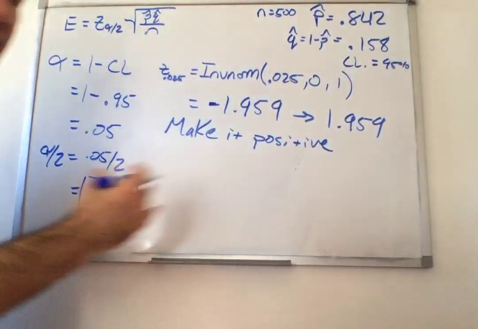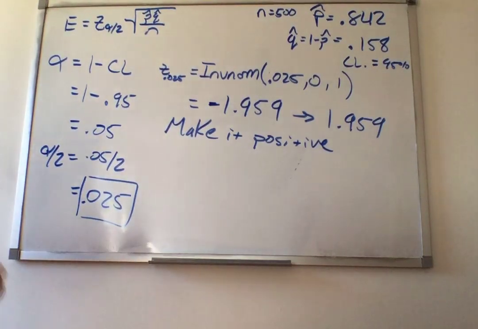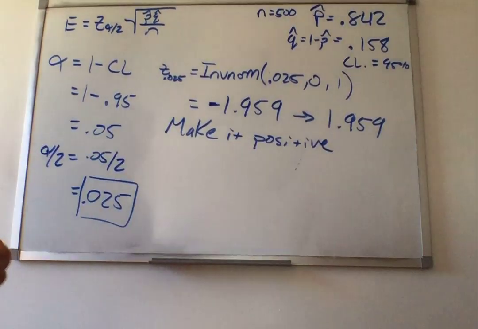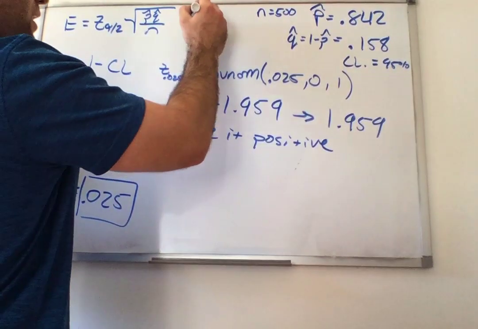Because we don't need the negative or positive value here. We just need the positive value, okay? We don't need the negative value. We need the positive value. So now that we got this value right here, let me write it up here so I can erase stuff.